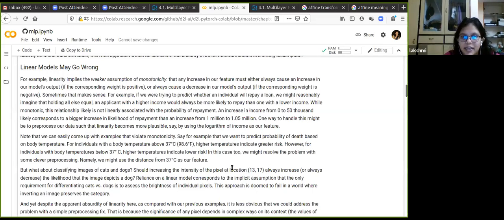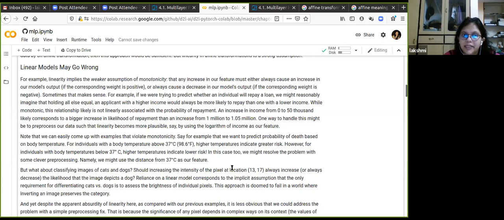Say, for example, that we want to predict probabilities of death based on body temperature. For individuals with a body temperature above 37 degrees Celsius or 98.6 degrees Fahrenheit, higher temperature indicates greater risk. However, for individuals with body temperature below 37 degrees Celsius, higher temperature indicates lower risk. In this case too, we might resolve the problem with some clever pre-processing. Namely, we can use the distance from 37 degrees Celsius as our feature.